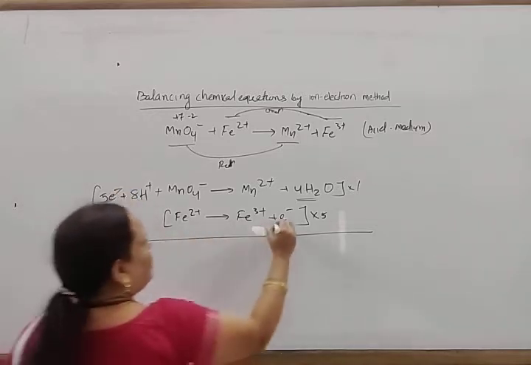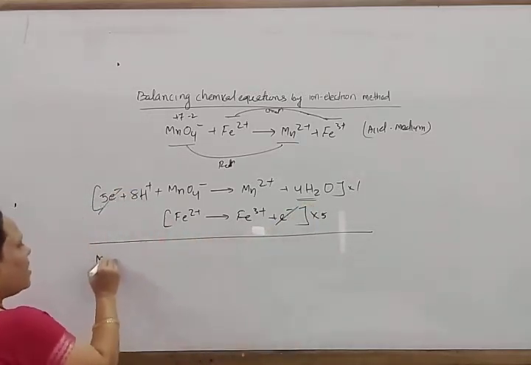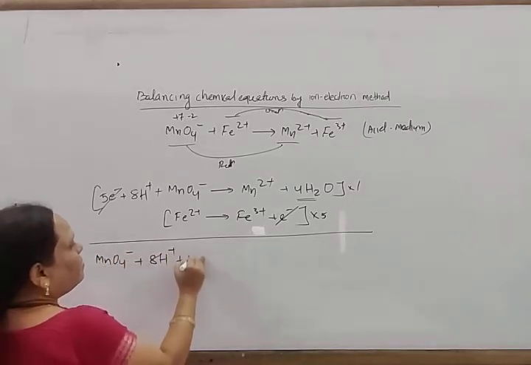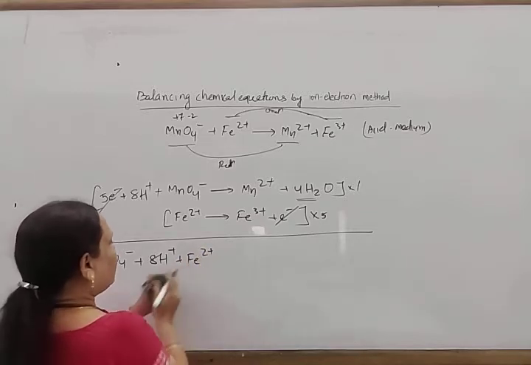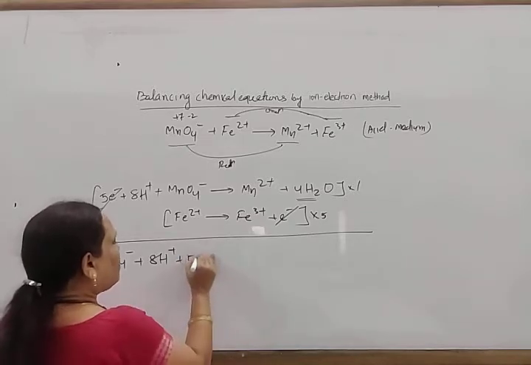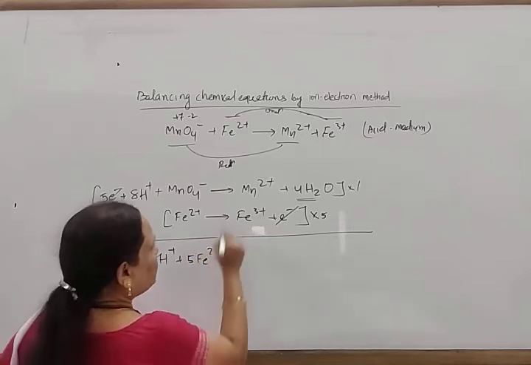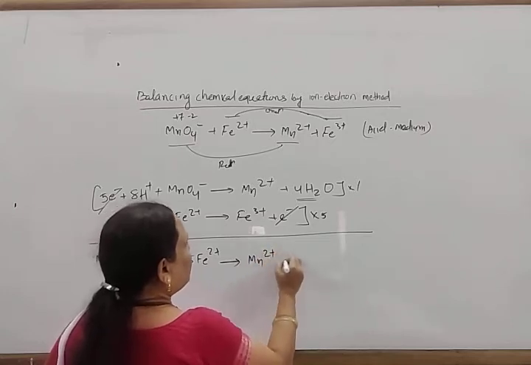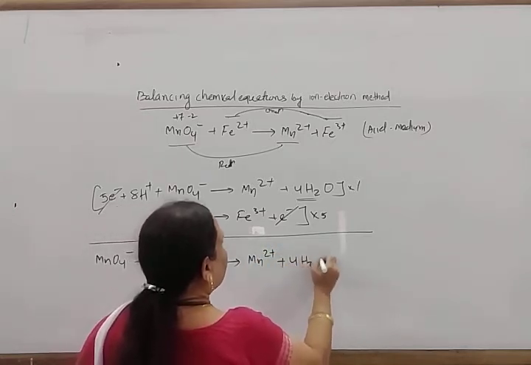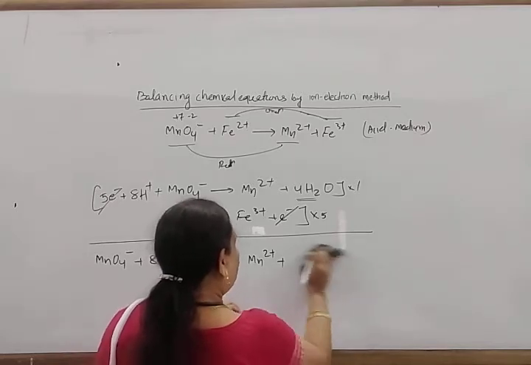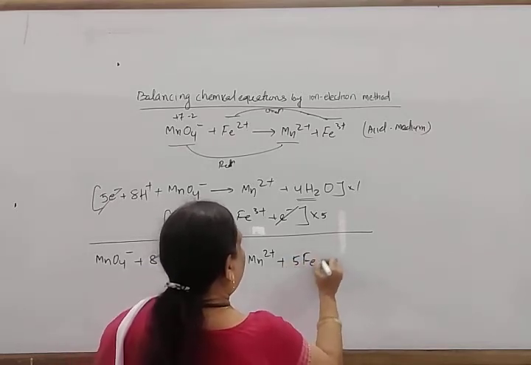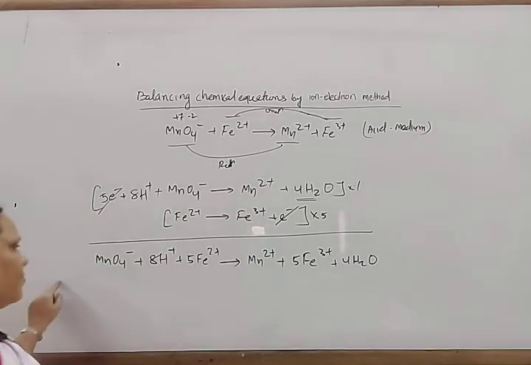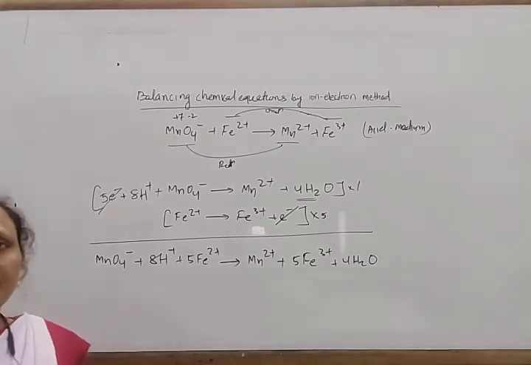So the 5 electrons cancel. In this way, MnO4 minus plus 8H plus plus 5 Fe2 plus give rise to Mn2 plus, 4 H2O, and 5 Fe3 plus. In this way, this equation is balanced. Okay.